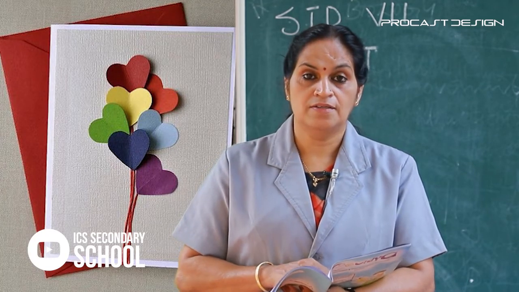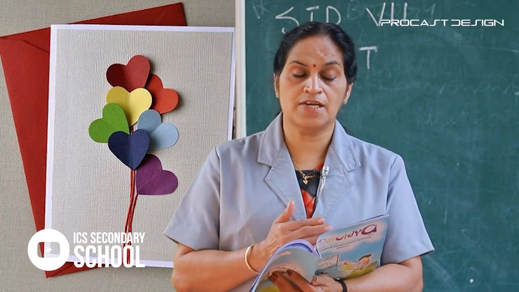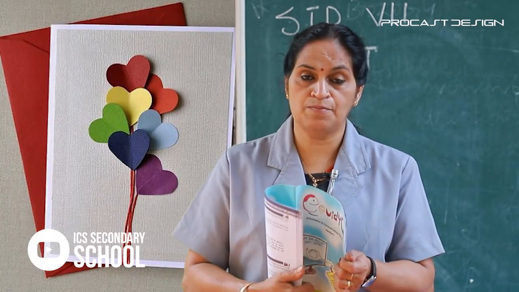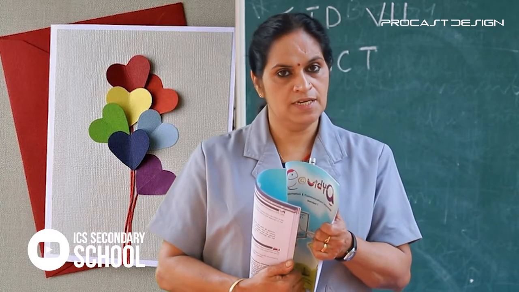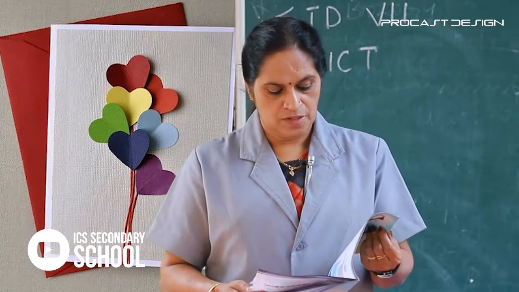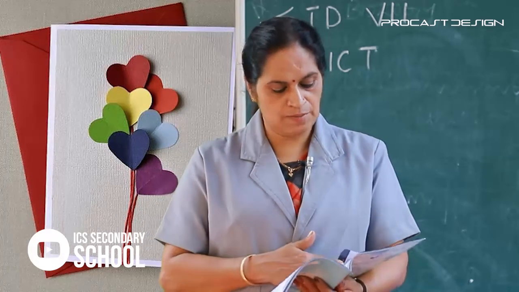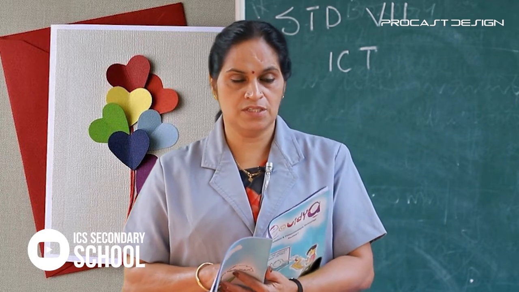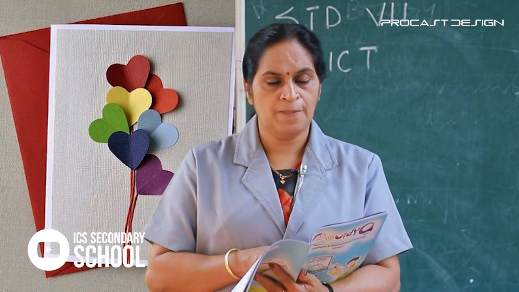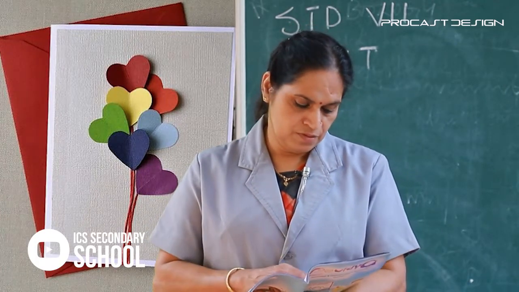Then in these ways we can create a very attractive greeting card. Then we can align the text also. With the help of alignment tool, we can align the text also. So, this chapter is finished. Only 2 activities in this chapter, in your first chapter. First one is to prepare one letter, and the next one is to prepare one greeting card. These are the only 2 activities.